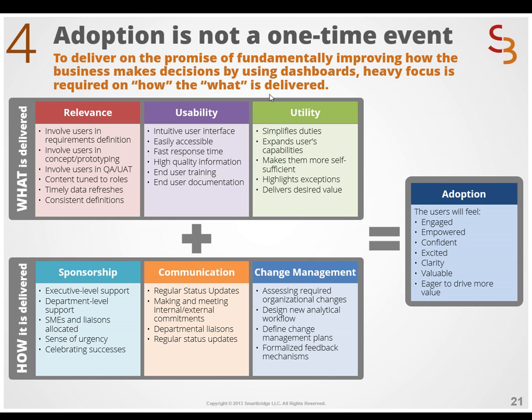adopt future changes. And so the output here is you will have successful adoption if you follow not only delivering the what properly, but delivering it in a way that is successful. They're going to feel engaged. They're going to feel empowered. They're going to have clarity on how they should make their decisions. And they're also going to be eager to drive more value. And if everybody in an organization is excited about delivering value to the company, then that company will be a high-performing company. And dashboards can help you get there.